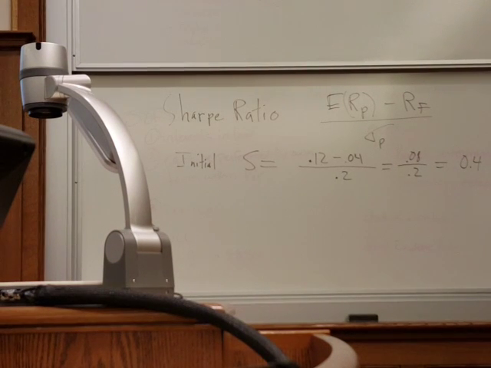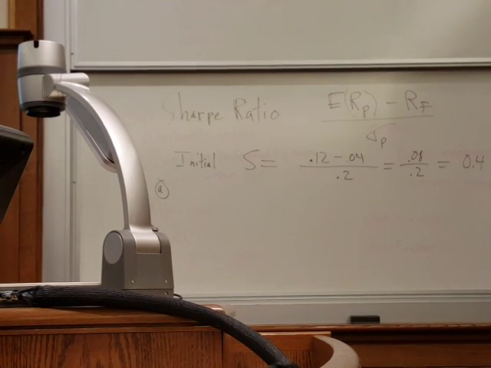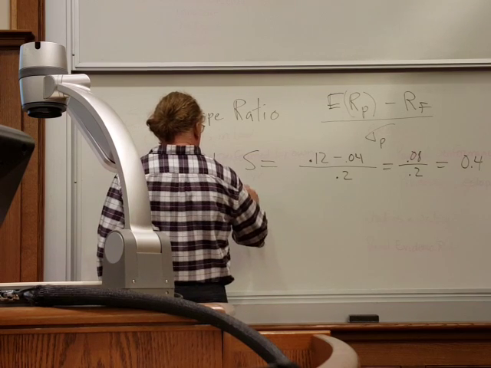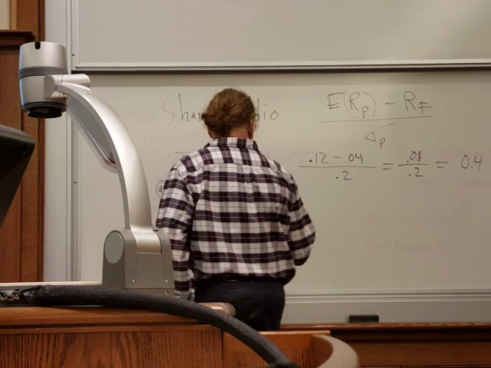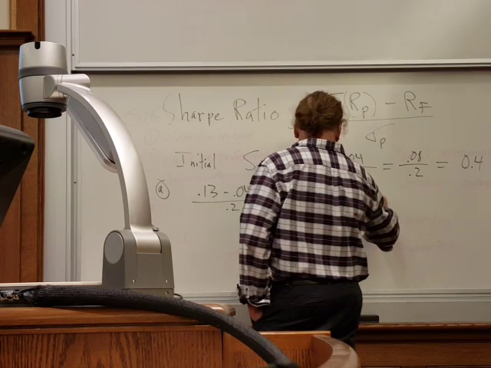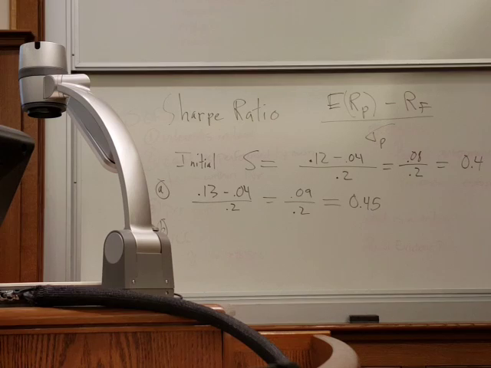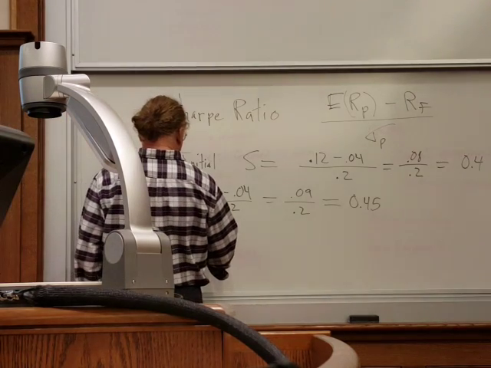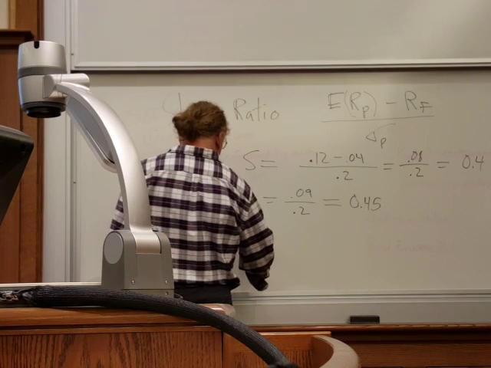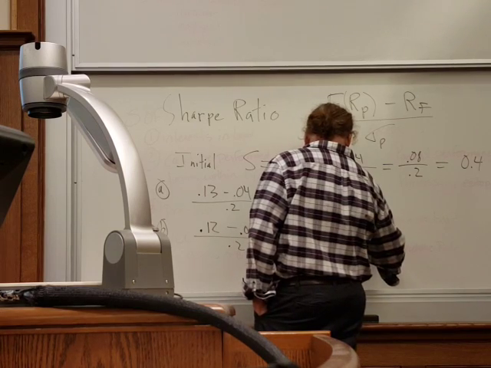Okay. Now, A is a 1% increase in the expected return. So now we've got 0.13 minus 0.04 divided by 0.2, and that's 0.09 divided by 0.2, and that is 0.45. B, we've got a decrease of 1% in the risk-free rate. So we'll start out with our initial return on the portfolio, 0.12 minus 0.03 divided by 0.2, and that is also 0.09 divided by 0.2, and that is also 0.45.